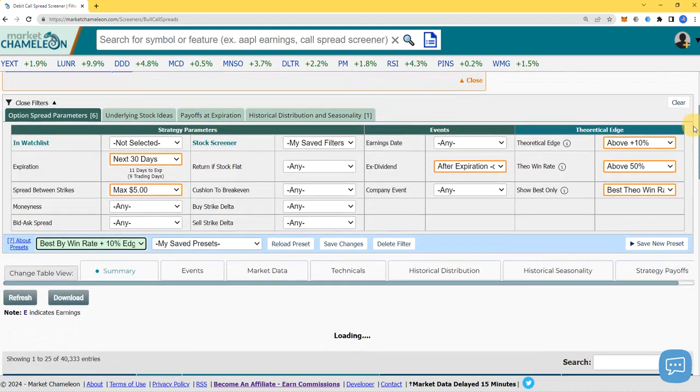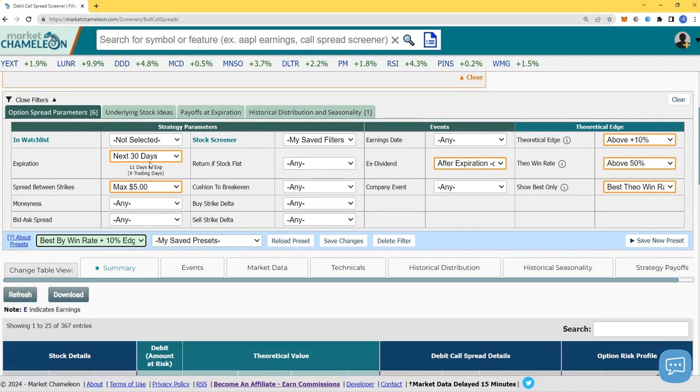Now it filters us a couple of things. Next 30 days for expiration. The spread between the strike is $500. So the max that you are on the hook is 500 minus, of course, what you pay. It's never 500 because you need to live and make a profit. Ex dividend, it says after expiration or none.